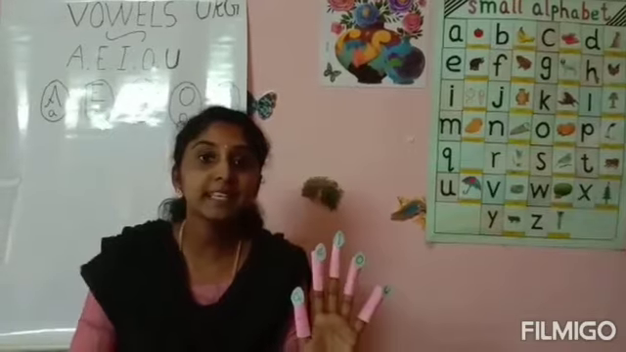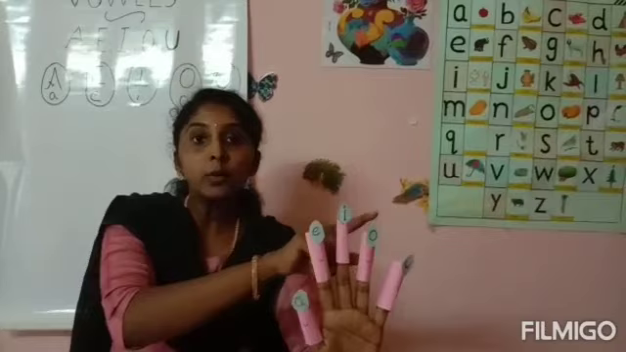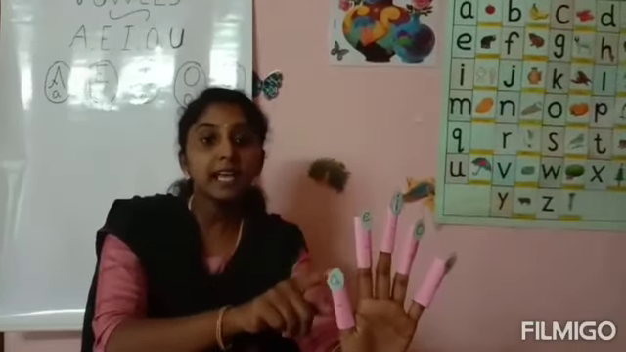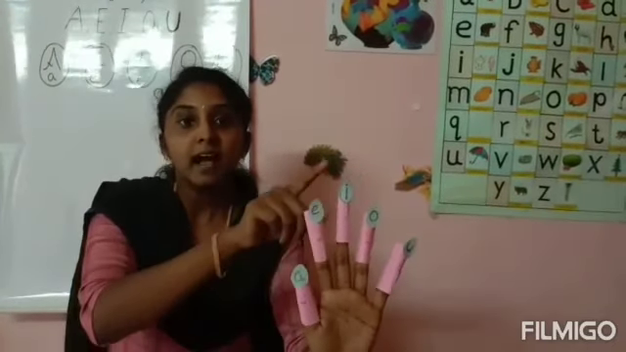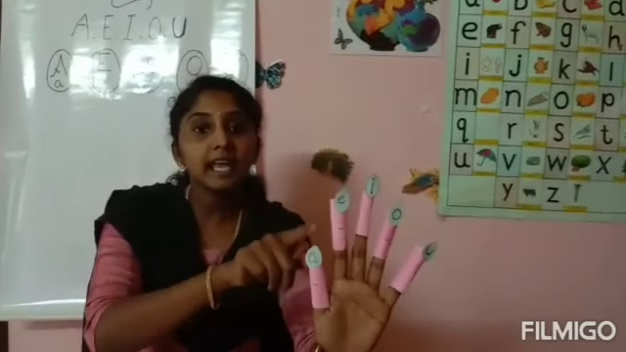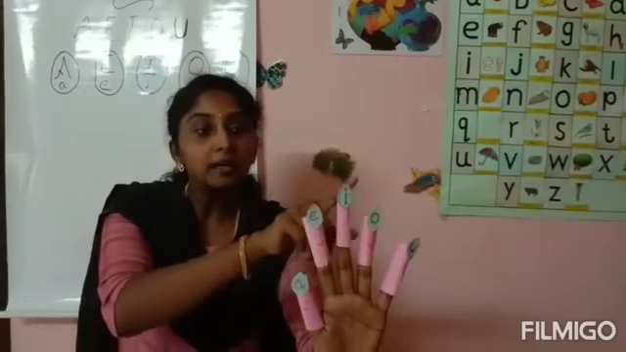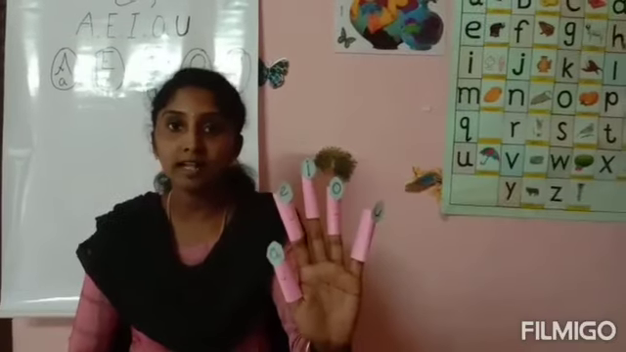So let's sing a song. A, E, I, O, U. A, E, I, O, U. These are the short vowels. A, E, I, O, U. These are the short vowels we use.